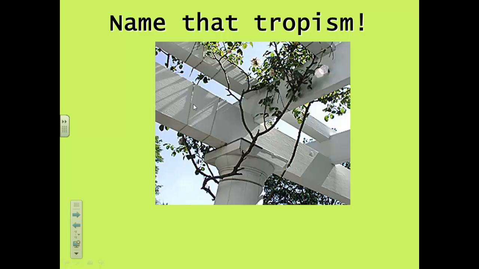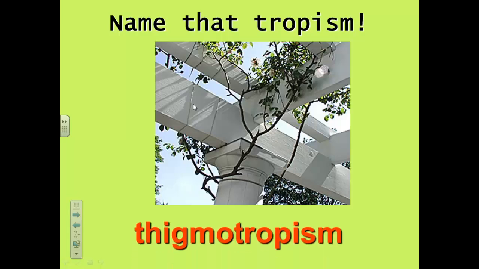Name that tropism. If you said thigmotropism, you are correct. The plant is growing around the trellis for support. Fill in your notes pages.